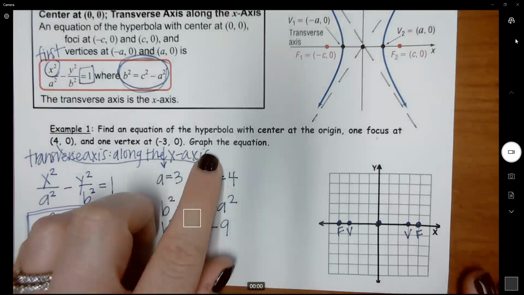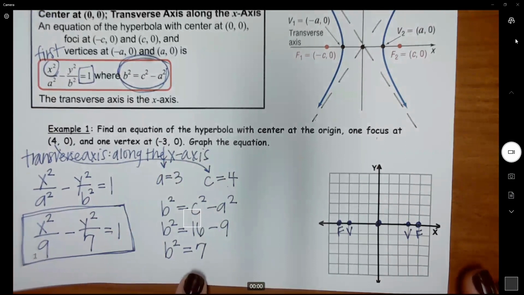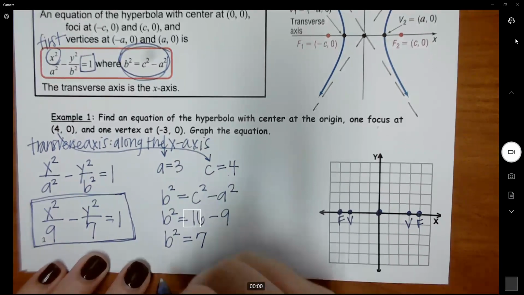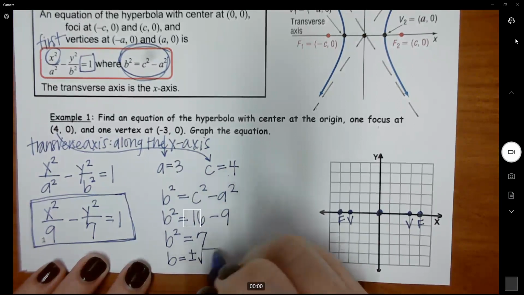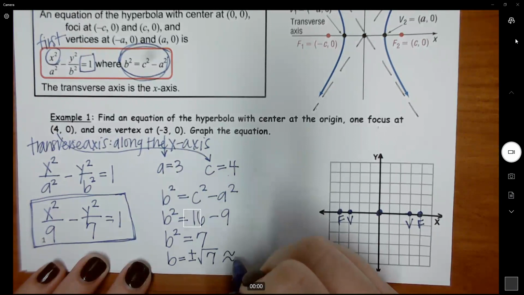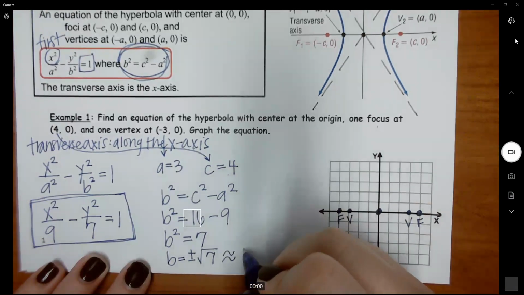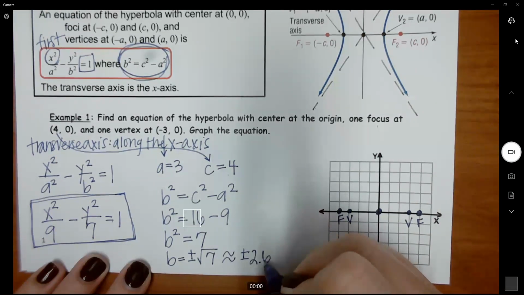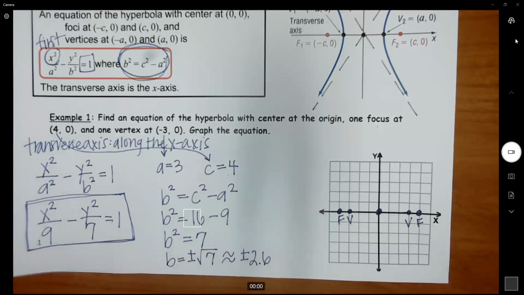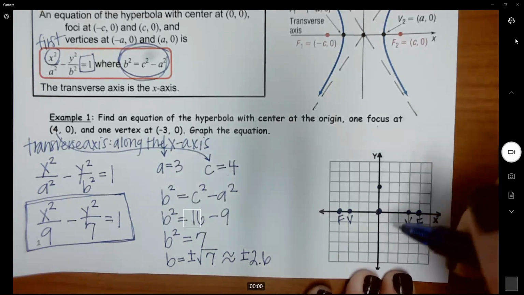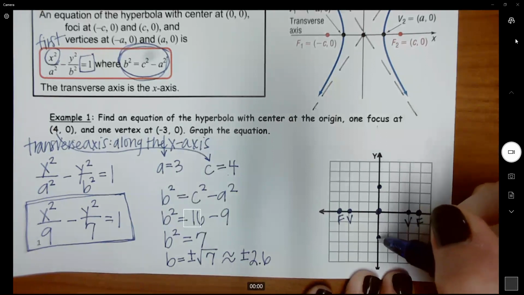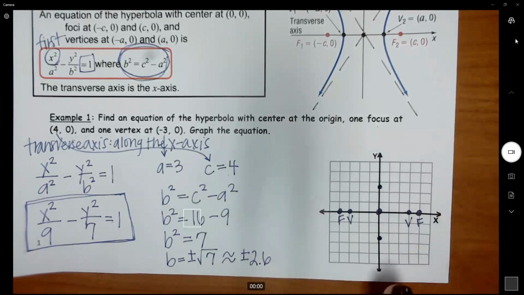Now to finish this graph, I need to plot this point. So if b squared equals 7, then b is going to equal plus or minus the square root of 7, which is about plus or minus 2.6. So I'm going to plot that point. About 2.5 and about 2.5. So I use these points here.